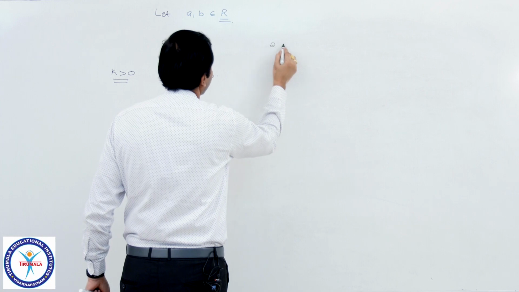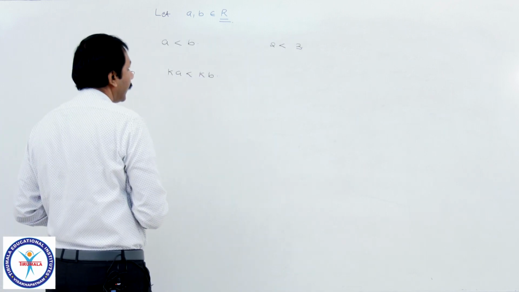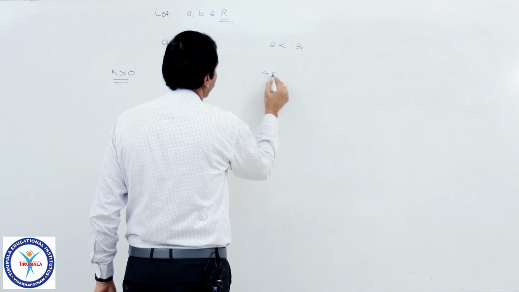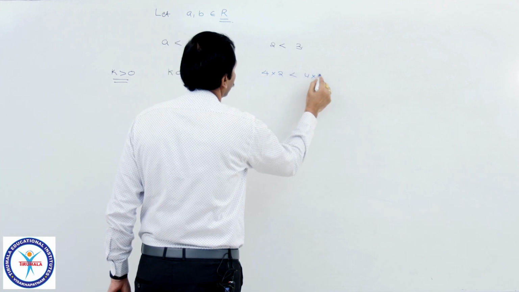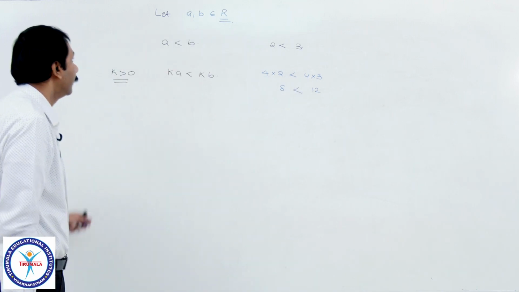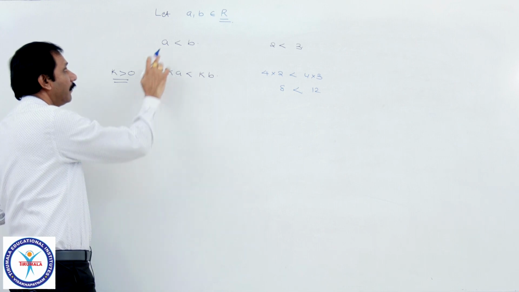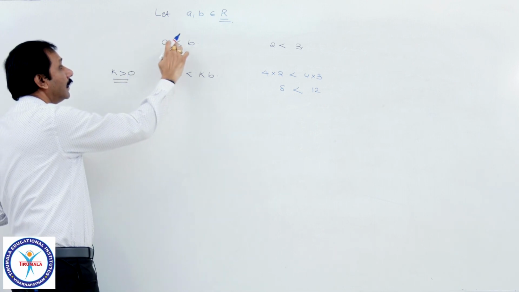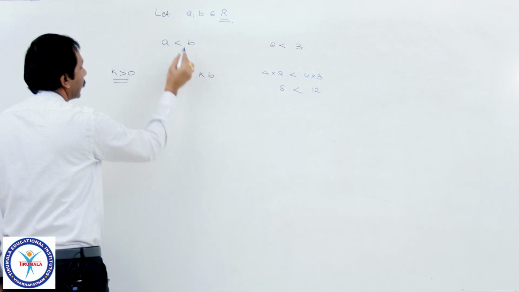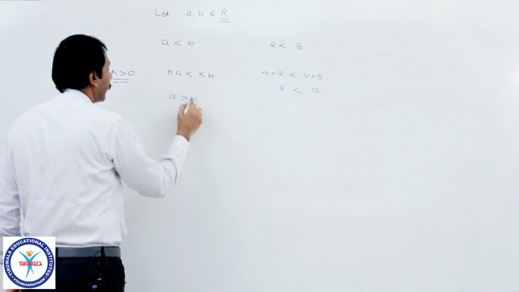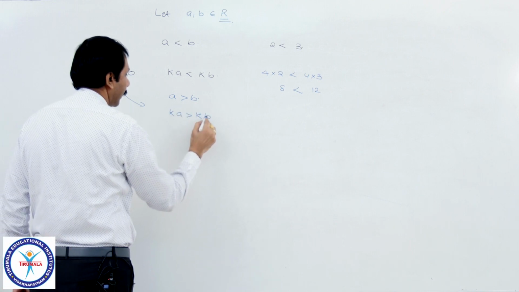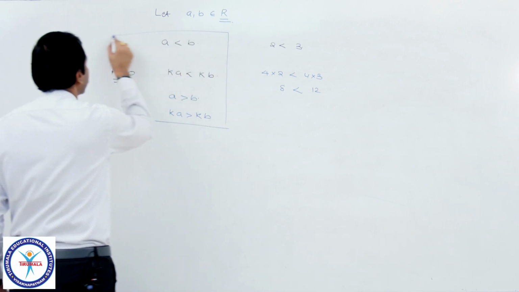Here if I take 2 less than 3, we know. If you take any non-zero positive real number, suppose I multiply with 4, 4 into 2 less than 4 into 3. Here it is 8 only and it is 12. Yes, we know 8 less than 12. Therefore, if you take an inequality and multiply with a positive real number, then that inequality will remain the same. Less than means less than, greater than means greater than. Suppose I take a greater than b and with the same k I multiply, ka will become greater than kb. One point you must note.